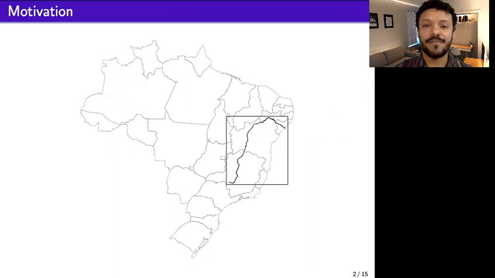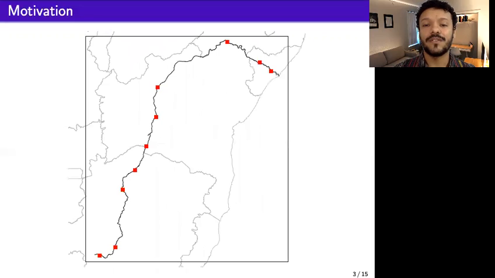So let me start with an example. Here we have the map of Brazil and the highlighted area indicates the location where the São Francisco River is. This is the longest river that runs entirely in the Brazilian territory. It flows from south towards northeast, and along the course of the river there are several stations, these red points here, that measure the amount of water that is flowing in each of these points.